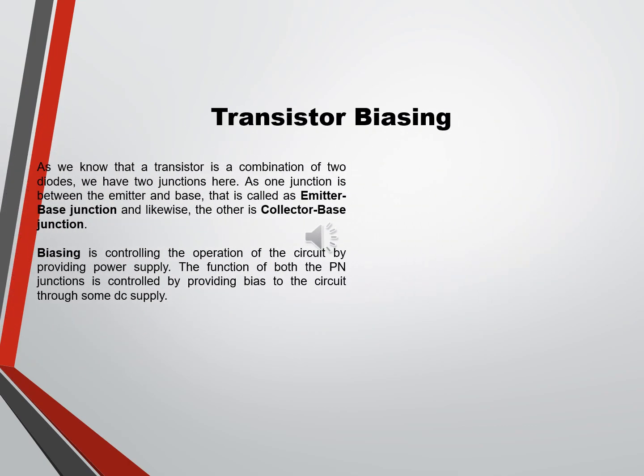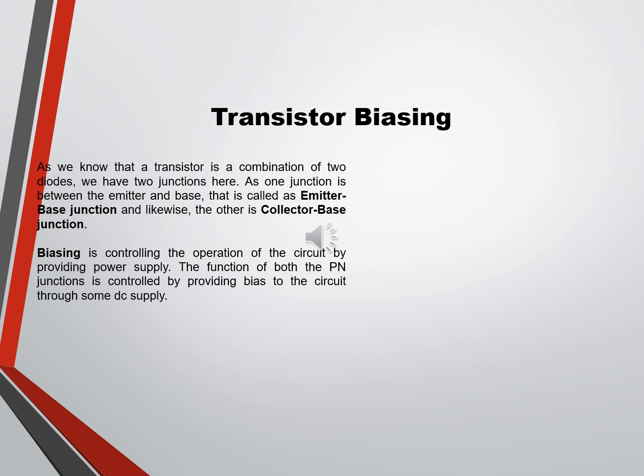So next we need to study transistor biasing. So what is actually biasing? Biasing is controlling the operation of the circuit by providing the power supply. As we know, a transistor is a combination of two diodes. So if we have two diodes, then we'll have two junctions. One junction is between the emitter and the base, and the other is between the collector and the base. The first junction is called the emitter base junction, and the other is called the collector base junction.